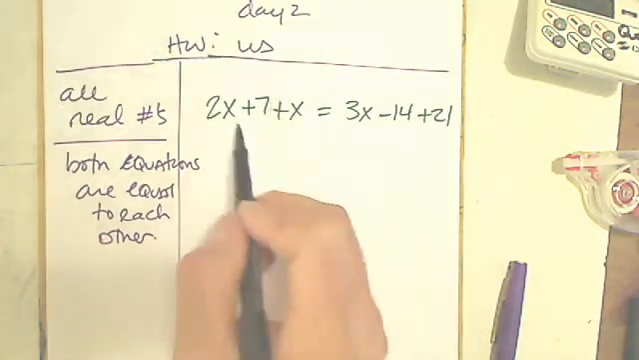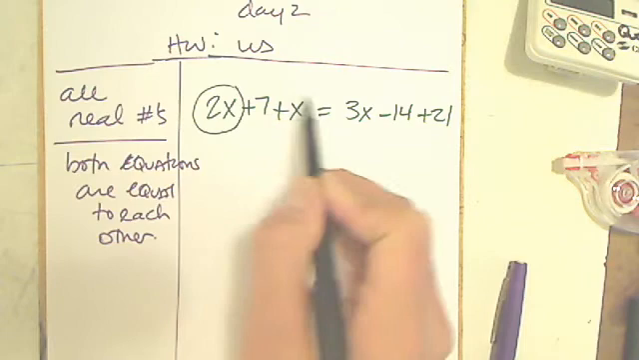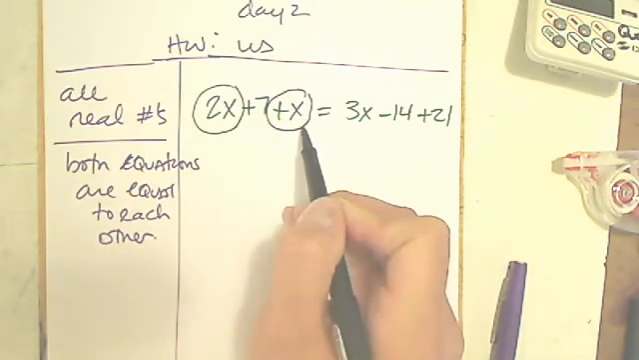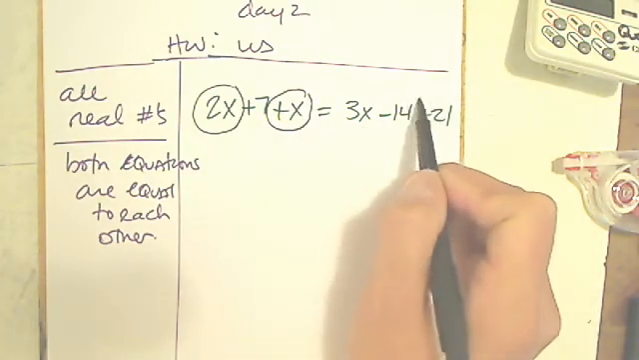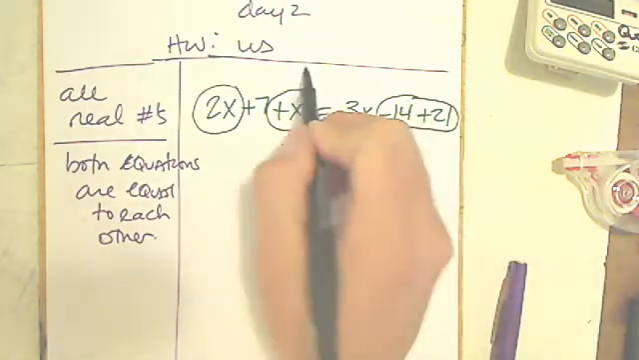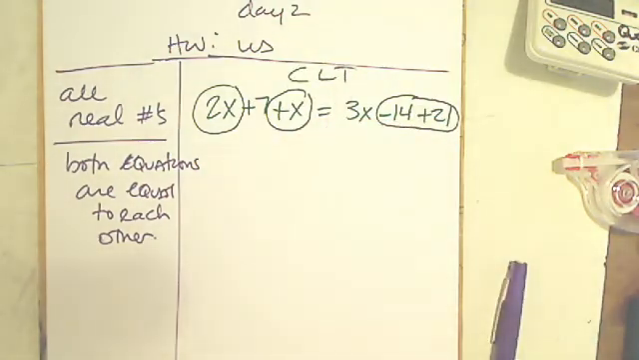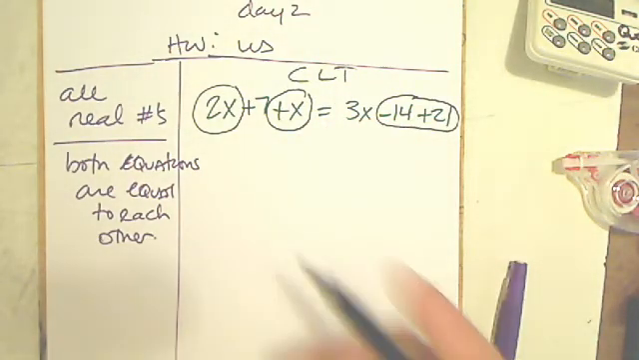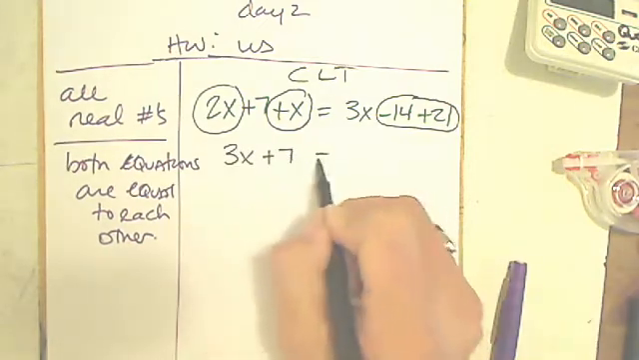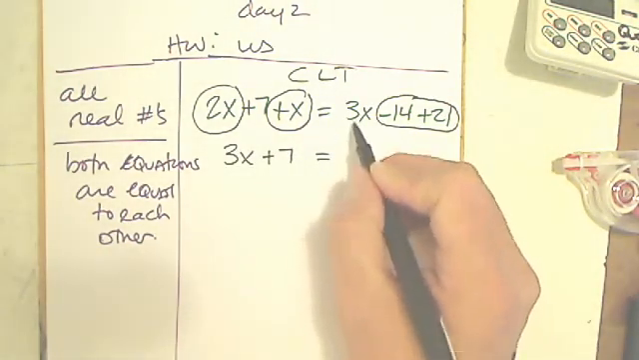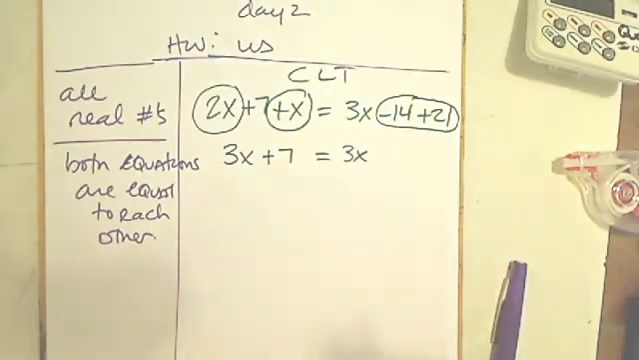Combine like terms. Combine like terms here. I'm circling the sign as well. On this side of the equal sign, this all combines together. So make sure you combine like terms as needed. Clean it all up. 3x plus 7 equals, bring down the 3x, plus 7.